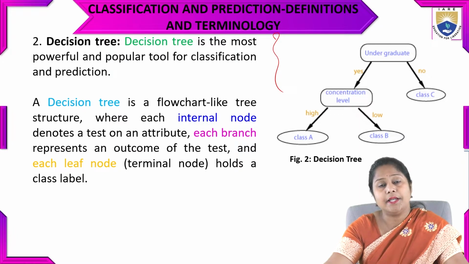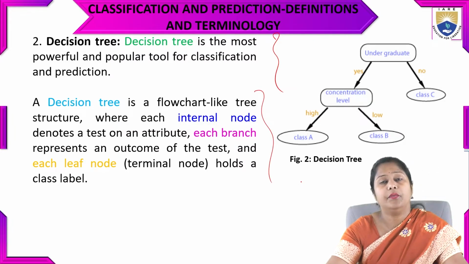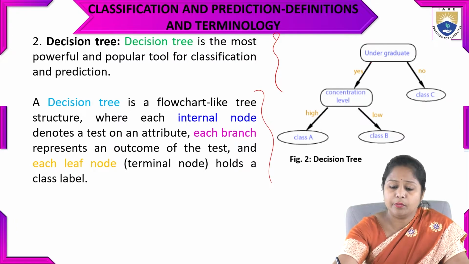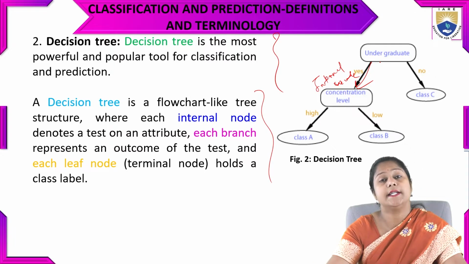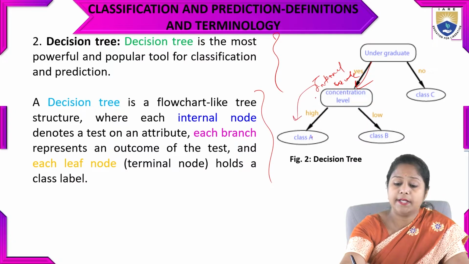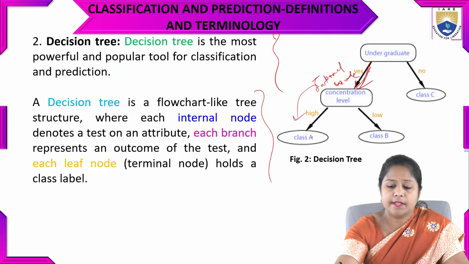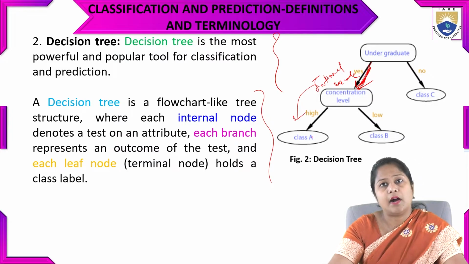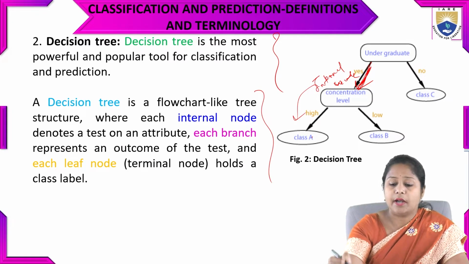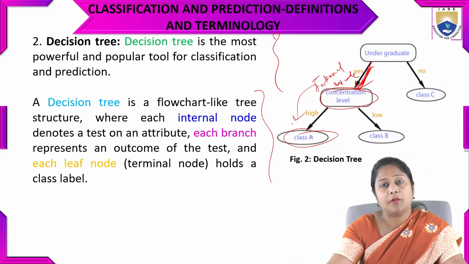So a decision tree is a flow chart like tree structure where each internal node, these are the internal nodes, denotes a test on an attribute. So for this attribute there is the test. On the other hand, each branch, this is the branch, is the outcome of a test. So after that, what we find will be the outcome.